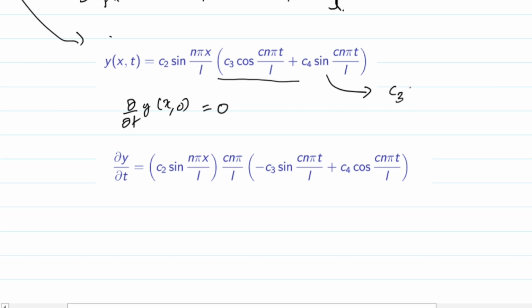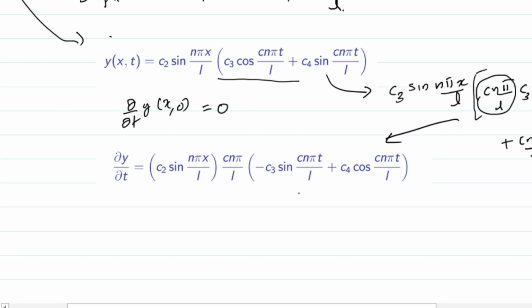So c3 in this term there is no t, so we keep it as it is. Now in this other term we have t, so we take c n pi by l into the derivative of cos(c n pi t by l), that is minus sin(c n pi t by l), plus c n pi by l into c4 cos(c n pi t by l). By taking this term outside we get this term. So what we have to do is this.